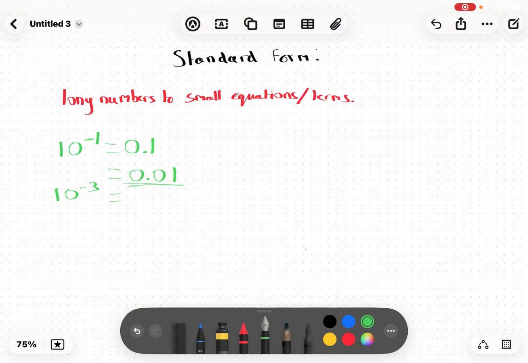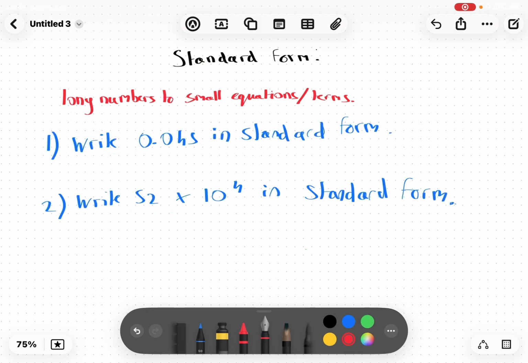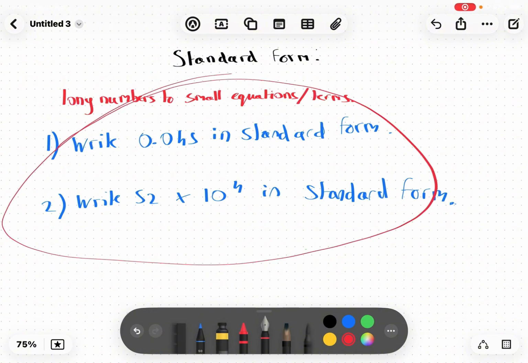Now, what would be 0.01 in this type of form? Well, we just figured out that 10 to the power of 0 equals 1. So over here we have 2 zeros. So 10 to the power of 2. And same thing here. We see the 3, 1, 2, 3, 1. Easy peasy lemon squeezy. Pause the video and try to answer these two questions.